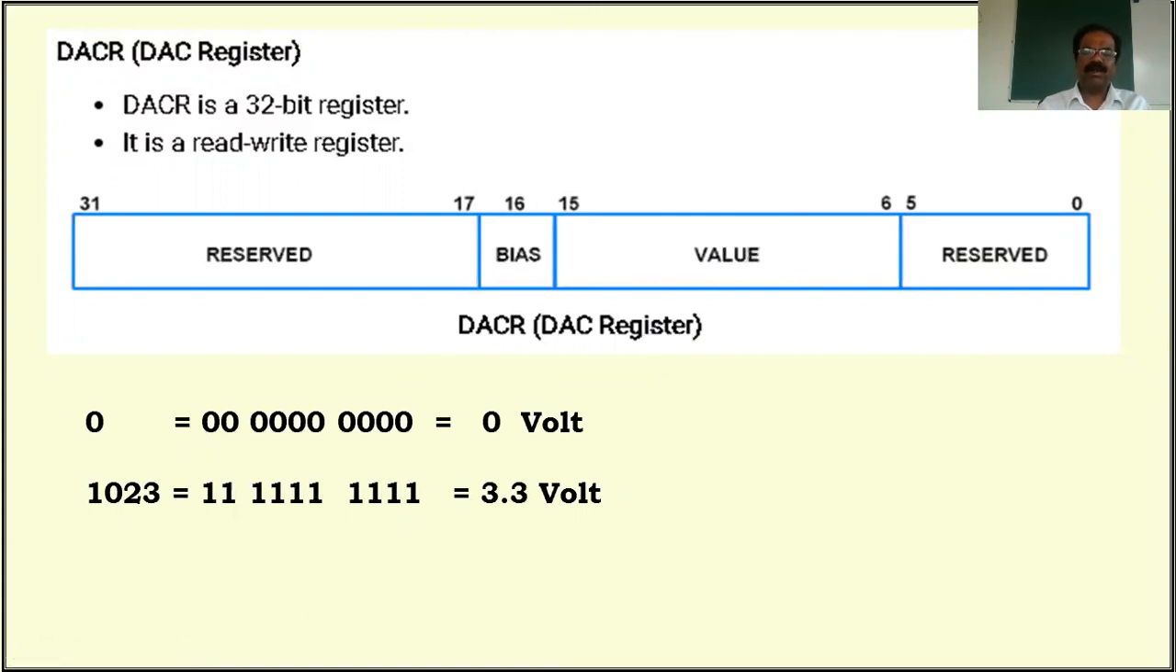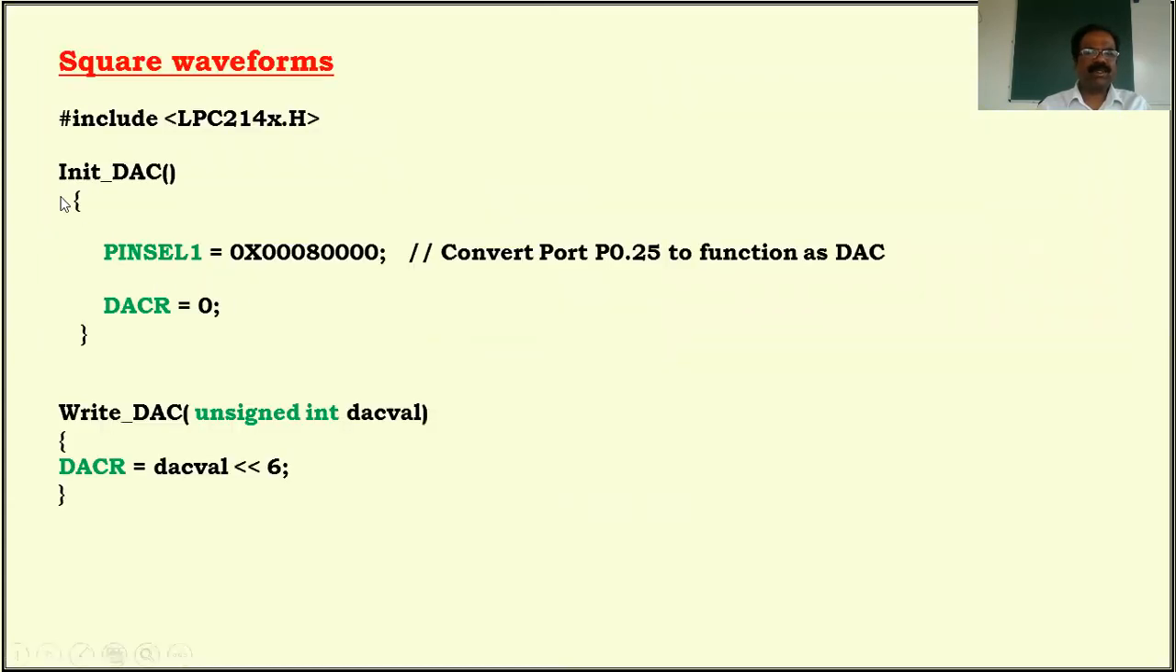We have to write the program now. This is a program to generate a square wave. As usual, we have to include LPC2148, then initDAC. I told you already, we have to configure P0.25 to function as DAC. Therefore, this is the step. Then initially we have some junk value in DACR, the DAC register. It's a 32-bit register. We have to make it 0, I have to start from 0. That's the meaning of initDAC.